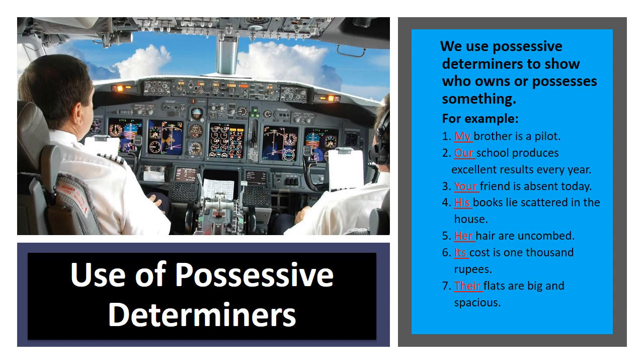Number 3, your friend is absent today. Number 4, his books lie scattered in the house. Number 5, her hair are uncombed. 6, its cost is 1,000 rupees. Number 7, their flats are big and spacious.